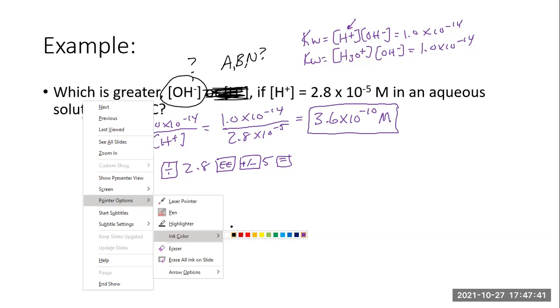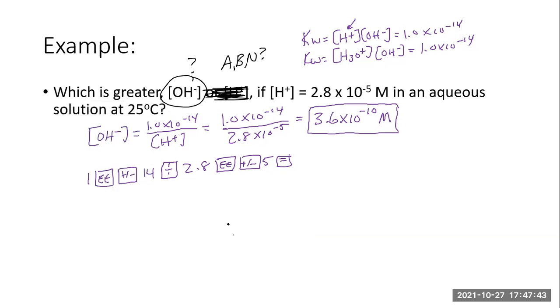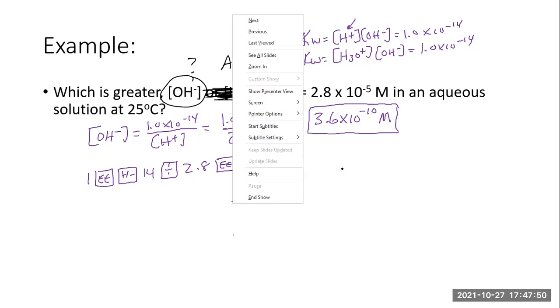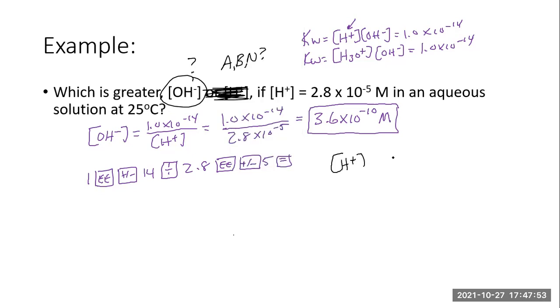So now that we have the OH minus concentration, and obviously we have the H plus concentration, we want to compare both of those numbers. We want to look at the H plus concentration and the OH minus concentration, and see which one is larger. So our H plus concentration is 10 to the minus 5. Our OH minus concentration is 10 to the minus 10. That means in this particular case, the H plus concentration is larger.